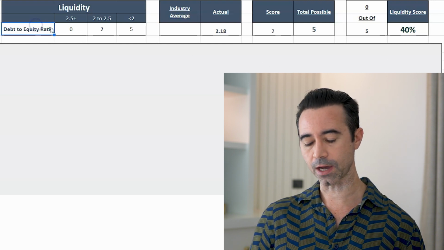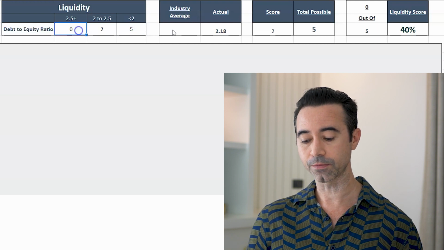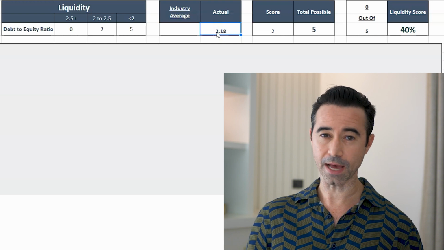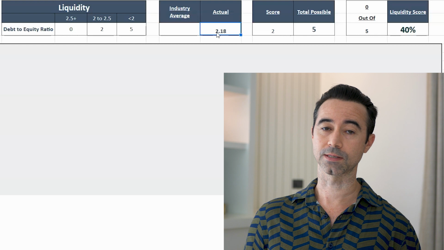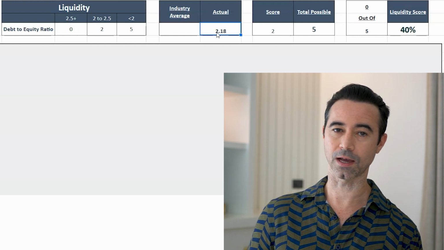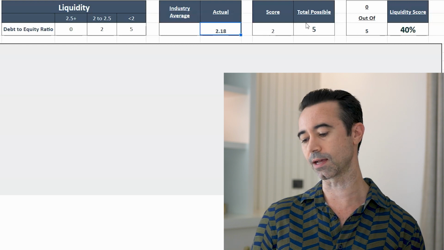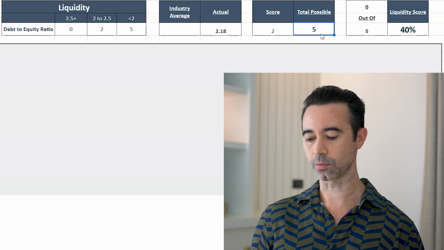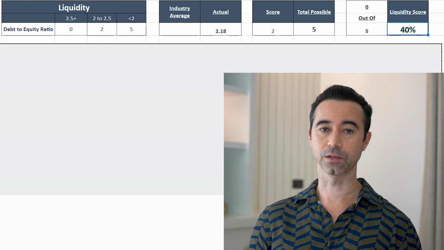I like to see a debt-to-equity ratio of no more than 2.5. This is 2.18. So it's not the best. This company does have debt for sure. I would love for it to have less debt. Don't love debt. I know the industry that it operates in has a lot of capital expenditures and things like that. So it gets a 2. Total possible is a 5. So this only gets a 40% liquidity score.